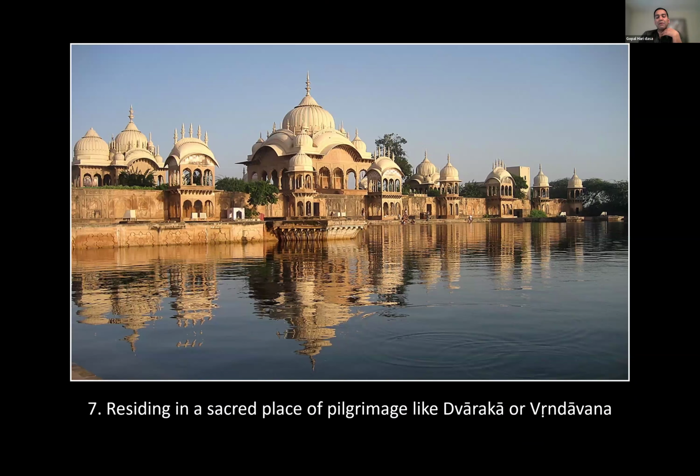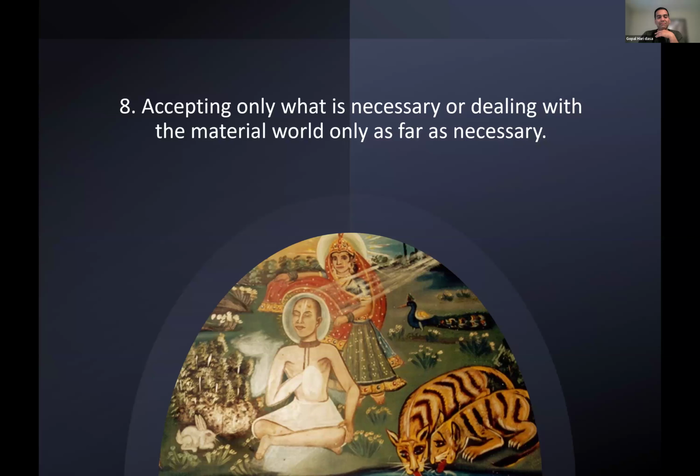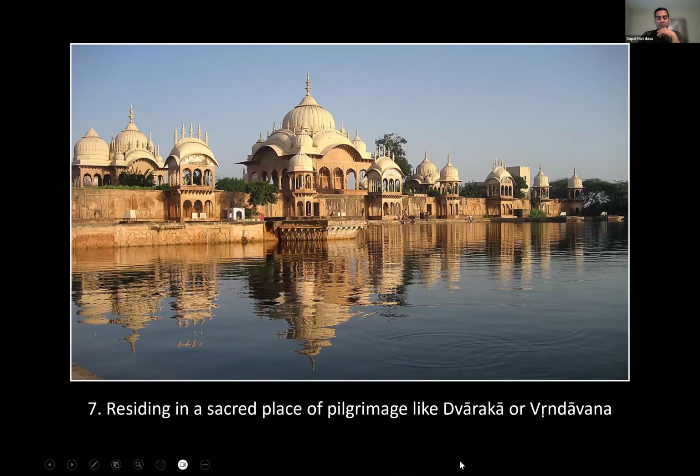Seven, residing in a sacred place of pilgrimage like Dwarka or Vrindavan. Eight, accepting only what is necessary, or dealing with the material world only as far as necessary. Right? So we come back to this, residing in a place of pilgrimage like Vrindavan and Dwarka. Very detailed, so that's why we're not discussing it right now.